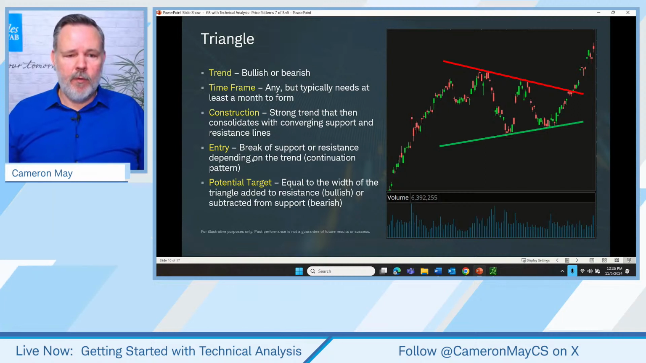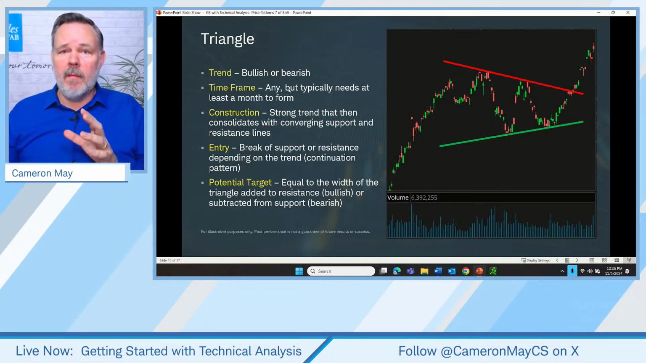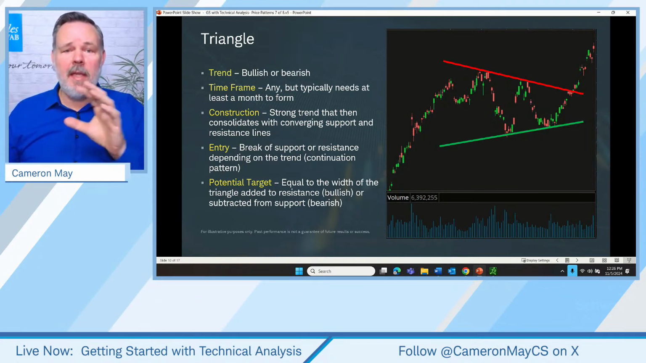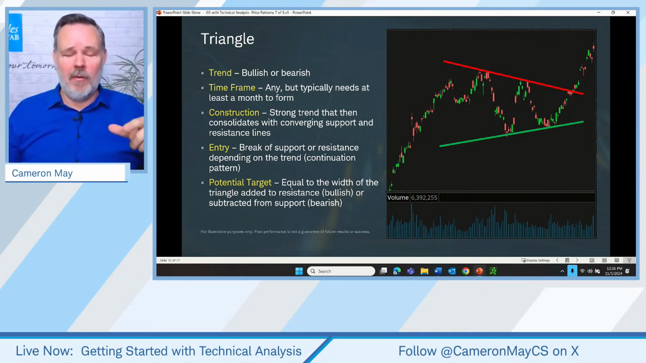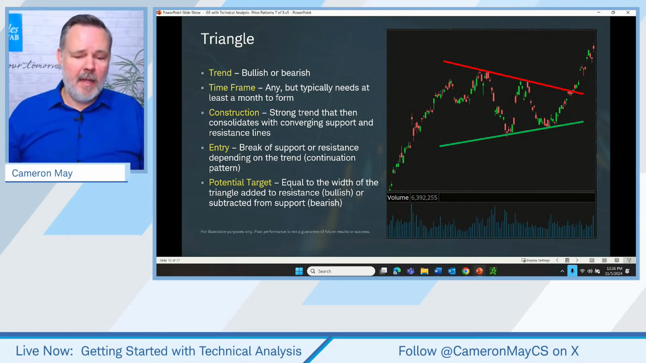Time frame for a typical triangle. These tend to be a little bit longer than a bull flag, probably about two to three times longer. They can be just a few weeks, but a time frame can really be any time frame. Typically needs at least a month to form. A triangle consists of several moves in price, up, down, so it needs to have enough time to make those moves.